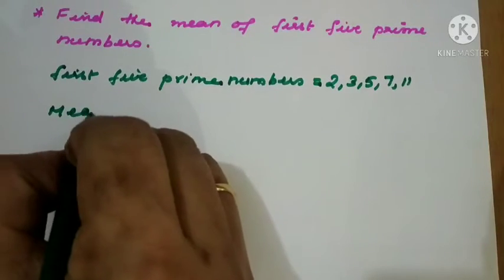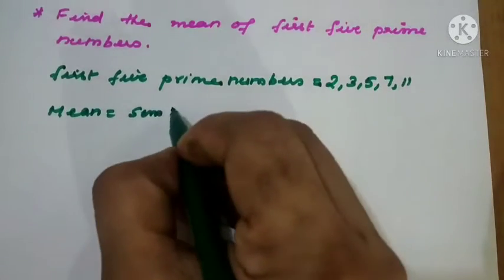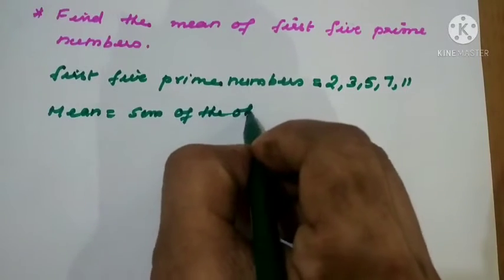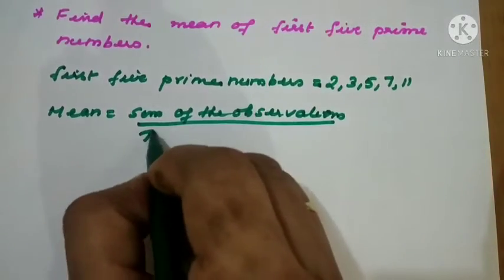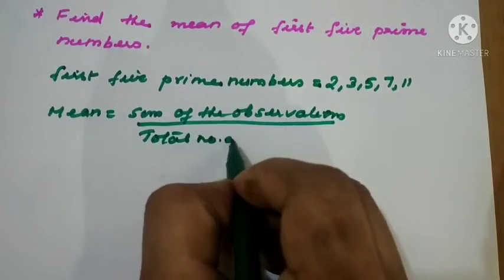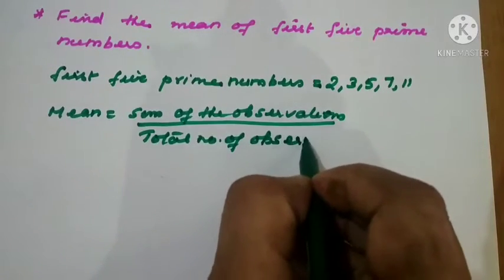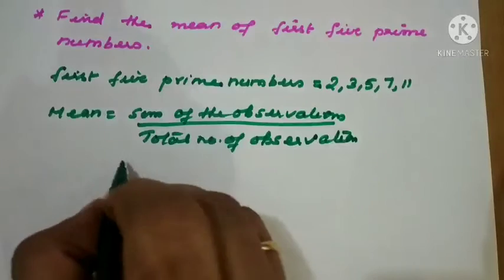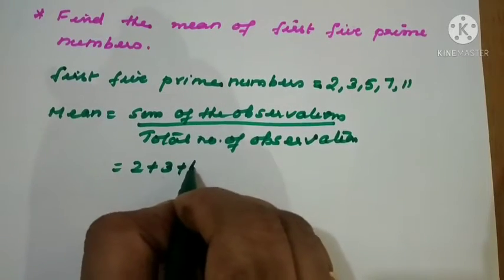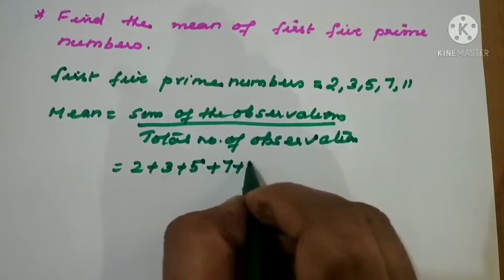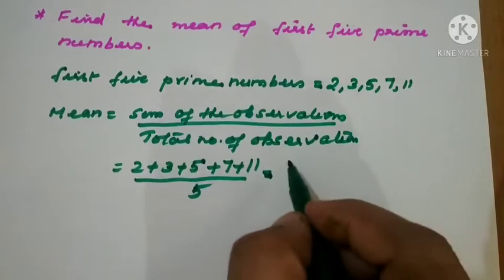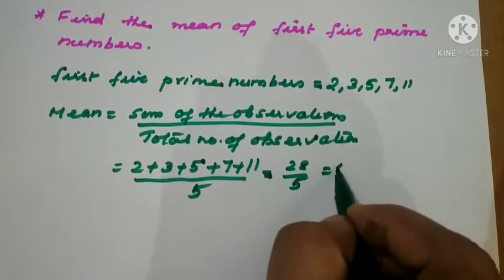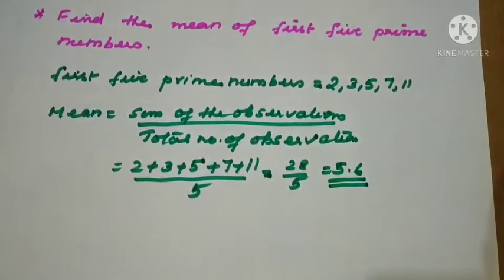Therefore mean equals the sum of the observations divided by the total number of observations. Two plus 3 plus 5 plus 7 plus 11 divided by 5 only. 18, 23, 26, 28 divided by 5. It is equal to 5.6. So we got a mean of 5.6.